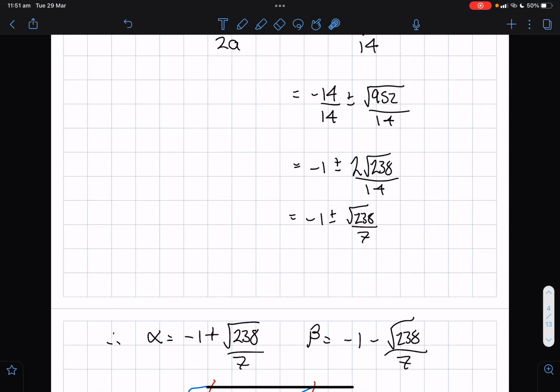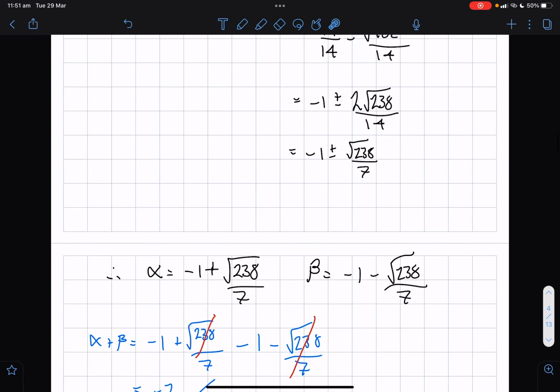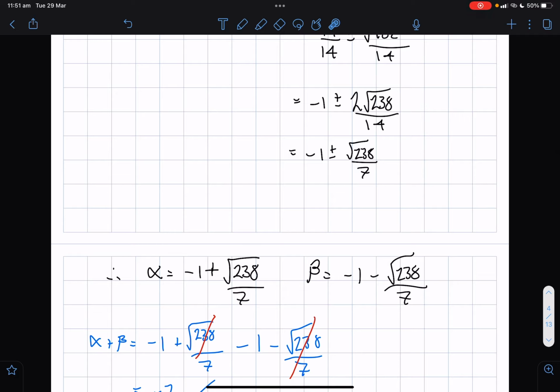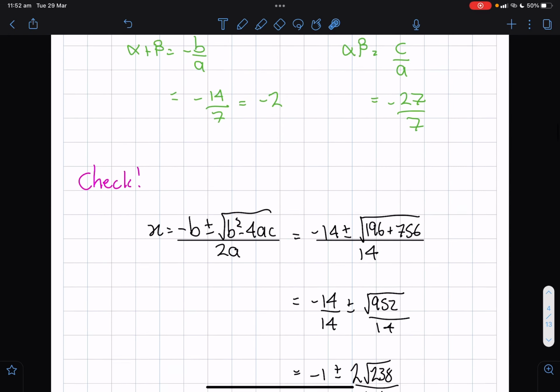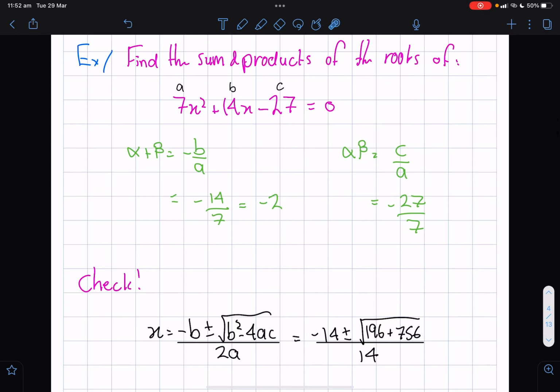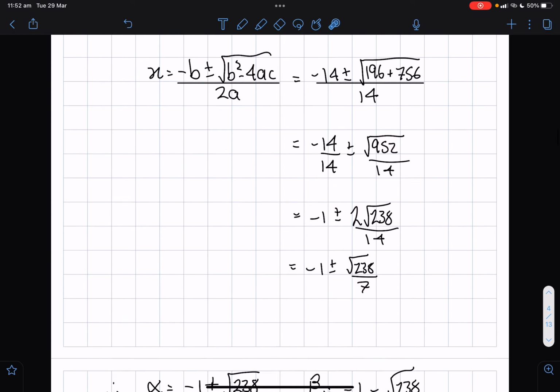So the sum, alpha plus beta, we're just going to add them together, okay? You will notice that we have a plus square root of 238 over 7 term and a minus square root of 238 over 7 term. These equate to 0, okay? If we have something take away that same something, we have 0. So we're left with negative 2, which if we double check up here is exactly what we calculated. So that works really well.